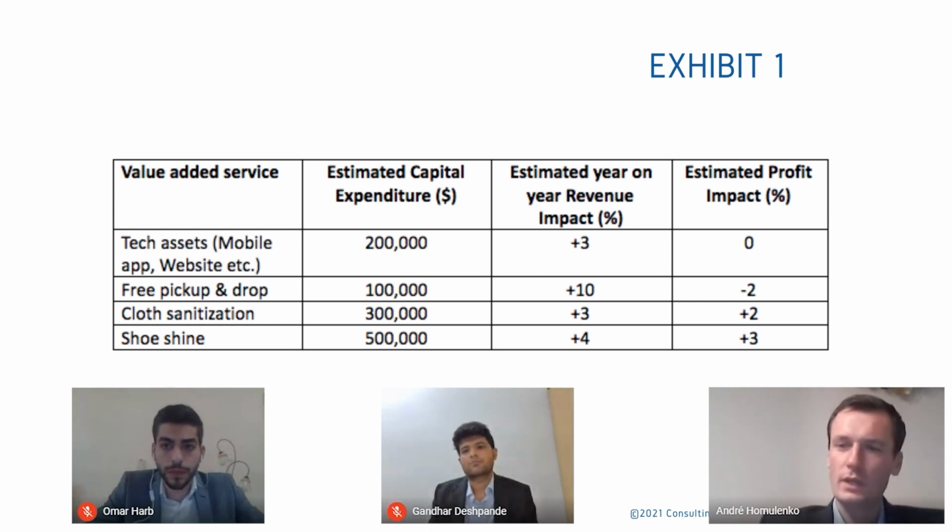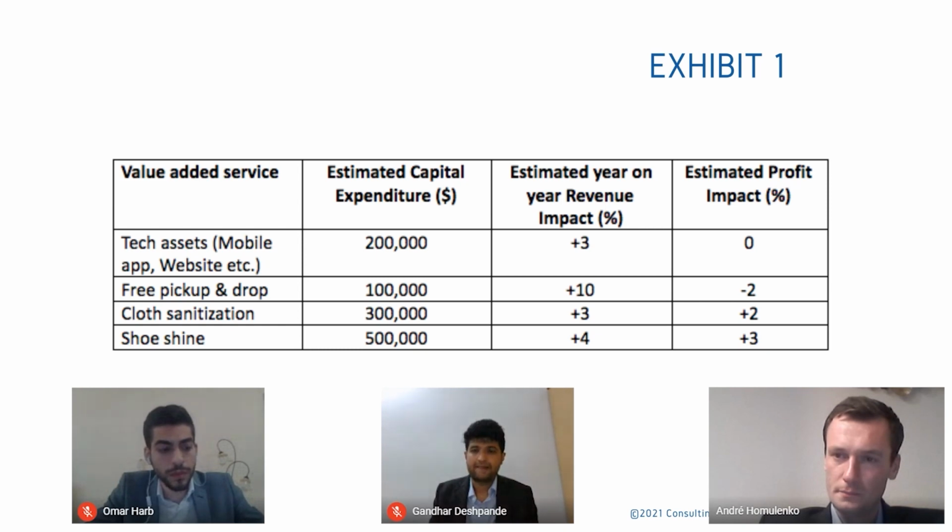Just to have for one initiative, which one would you pick? Okay, one initiative only. If I would have to pick only one initiative, then I would go for the free pickup and drop off, because that would basically achieve our client's goal of 10% year-on-year revenue growth. Okay, thank you very much.